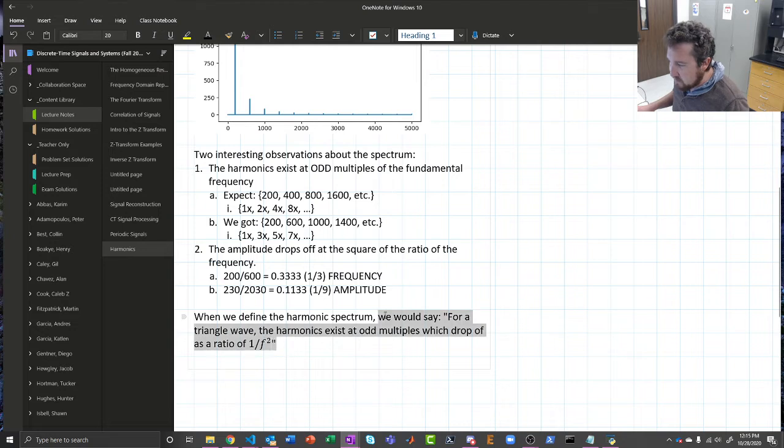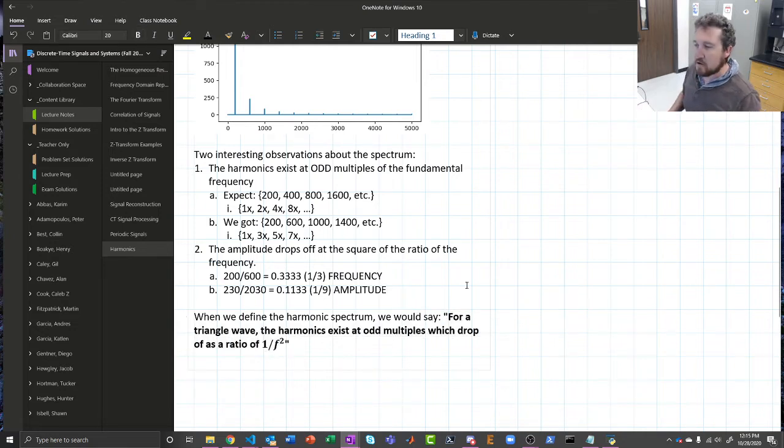So if you have to give a definition for the harmonic structure, such as on the homework assignment, that's what we're looking for, right? Where do the harmonics exist? Are they at odd multiples, or at even multiples, or at both the even and the odd multiples? And what is the ratio of the frequencies that they drop off at? Are there any questions about that? Okay, all right, so let's keep going.